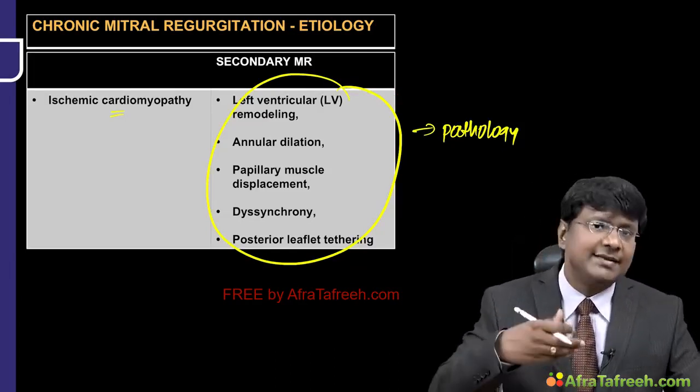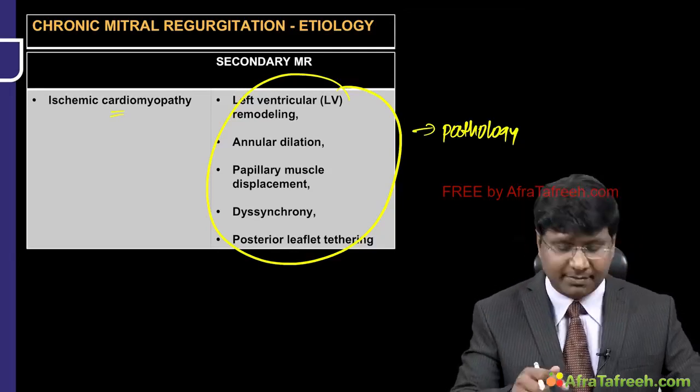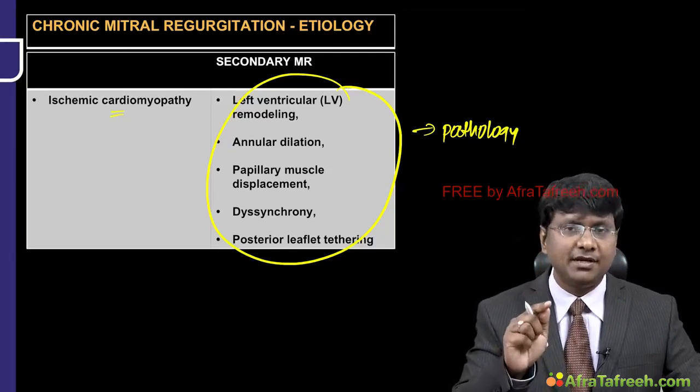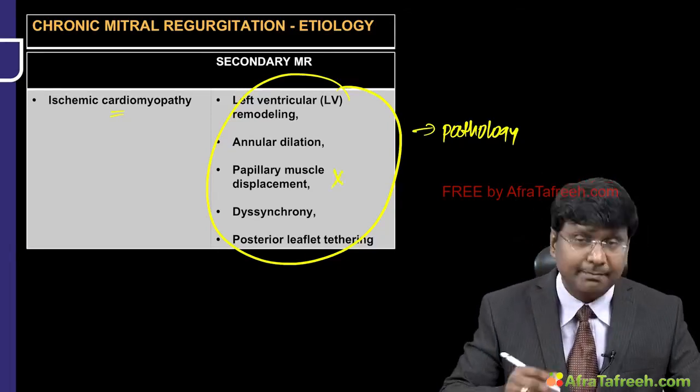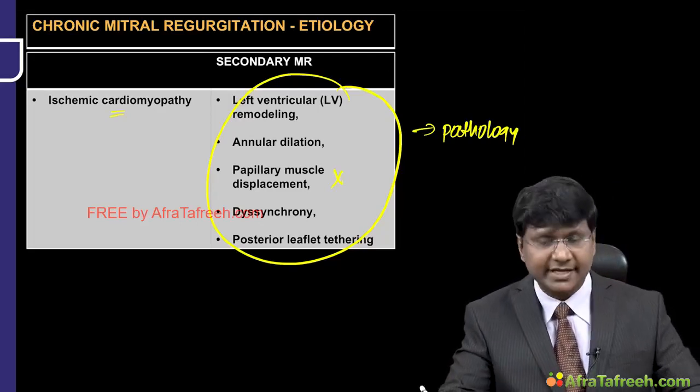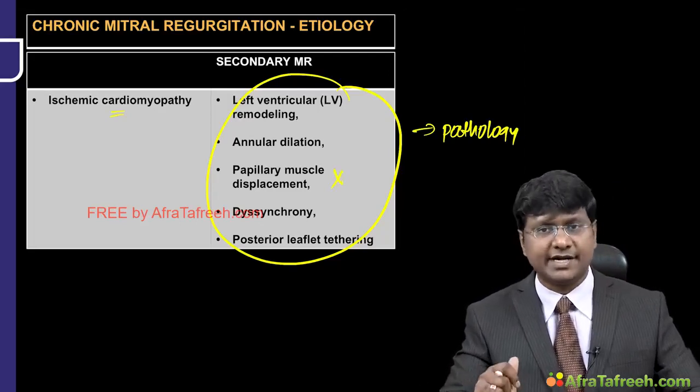Now, what exactly are the etiologies that will be causing secondary MR? One is the ischemic cardiomyopathy. See, ischemic cardiomyopathy, what can happen? There can be papillary muscle displacement. Either you take an anterior wall MI or inferior wall MI, there can be papillary muscle displacement causing secondary MR.